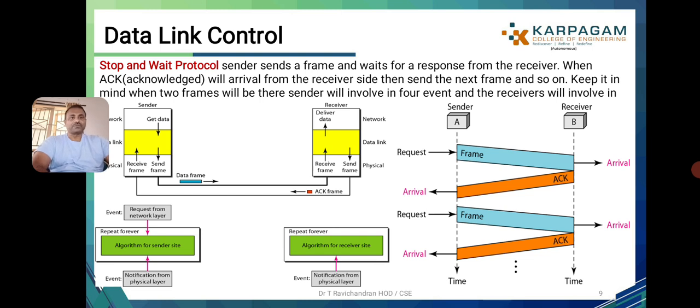The stop and wait protocol diagram has sender A and receiver B. The request frame is sent from A to B. The frame arrives, and then the receiver gives the acknowledgement. The acknowledgement arrives at sender A, and sender A generates the second frame to the receiver. That architecture forms the stop and wait protocol.